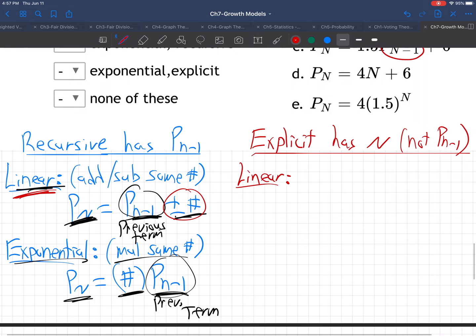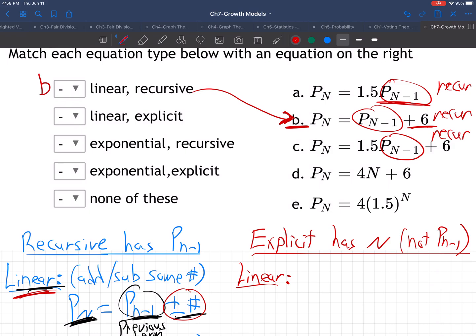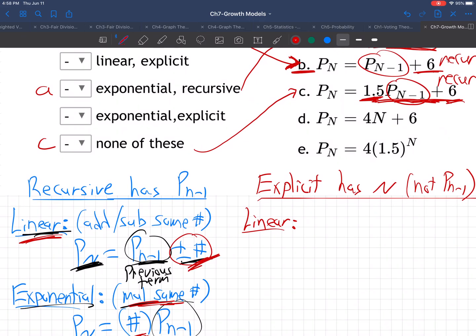And which one is multiplying by the same number every time? Well, that would be this one right here. It's times 1.5. So that's exponential recursive. Well then, okay, what about this one here? This one's doing both. See how it's multiplying by 1.5 and adding 6. That's recursive, but it's more complex. So it's really none of these. We don't have a more complex recursive. So that's none of these. That's too complex.